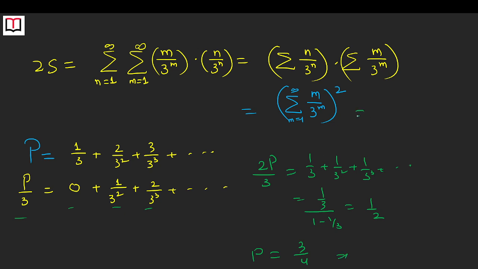So 2s is nothing but 3 by 4 whole square. So it's 9 by 16. So S is 9 by 32. Now look at the options. I think one option is for sure, which I remember. P plus Q is 41. So that's for sure correct. One is a perfect square, and the rest of the options you can easily match yourselves.